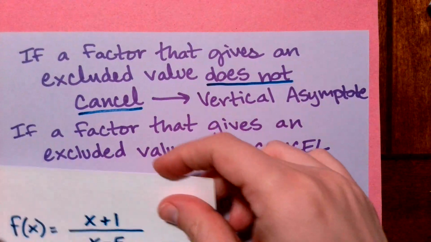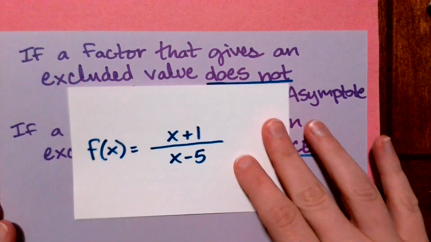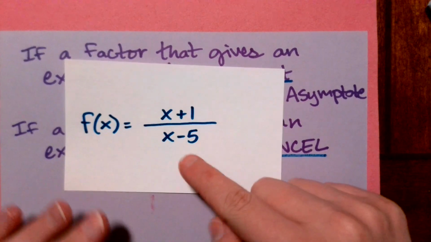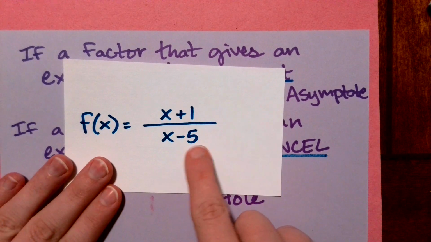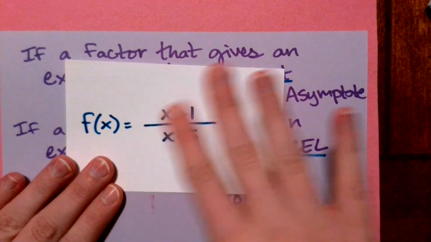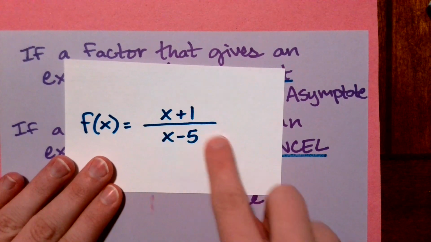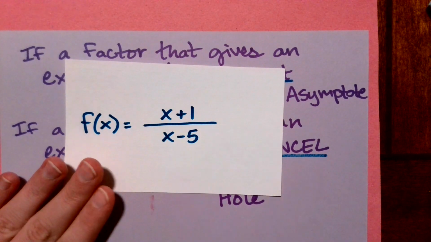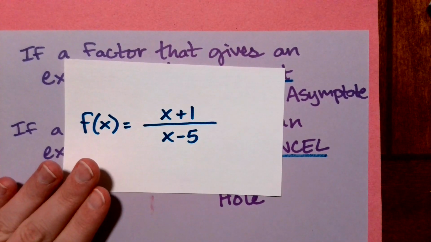So if we're looking at this example, I don't know if I can show us these at the same time, I'll just put it over it. If we're looking at this example where we're talking about x equals 5, we're looking at the factor x minus 5. I don't really care about any other factor here canceling except for the ones in the denominator. Those are the ones that give us excluded values. So if that x minus 5 can cancel, then it's a hole. If it doesn't, it's a vertical asymptote.